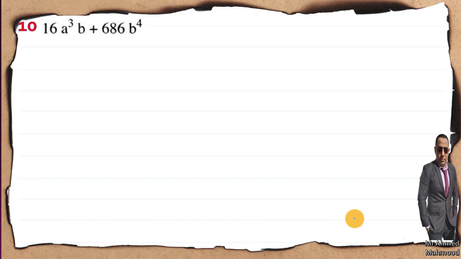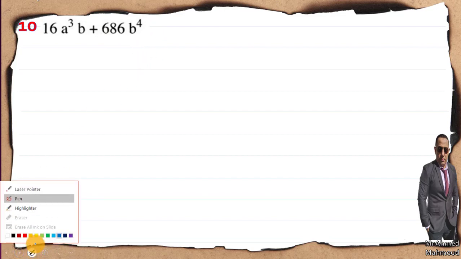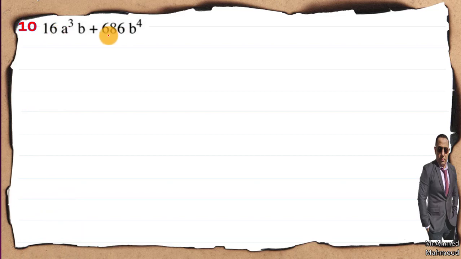Okay, in number 10 here, I have 16a^3 and 686b^4. Here I have a common factor 2 in table 2. So I have a common factor 2, and also a power of 3, and here no a, so a power of 3 is not common, but I have b and b. B power 1 and b power 4, so I'm going to take b power 1 as a common factor, because I'm choosing the smaller power.